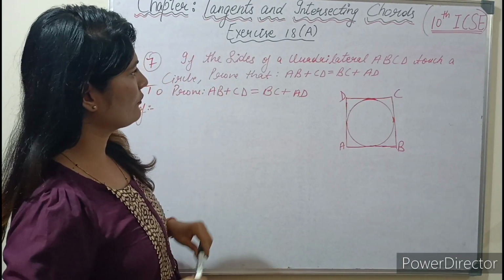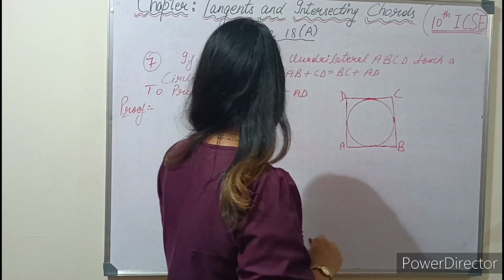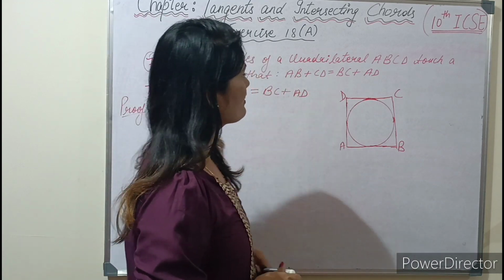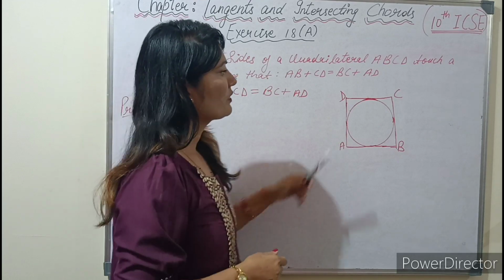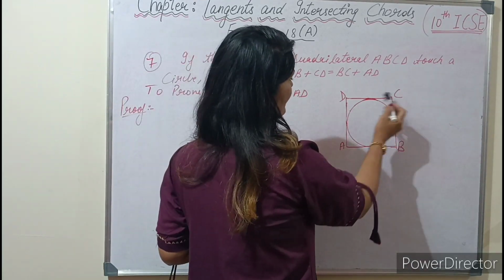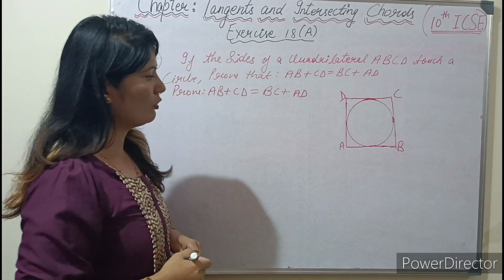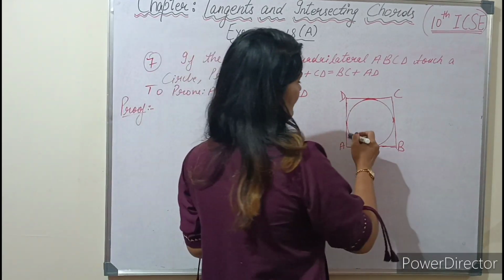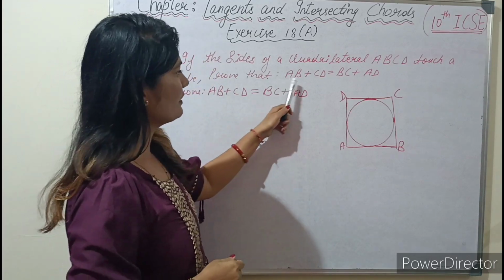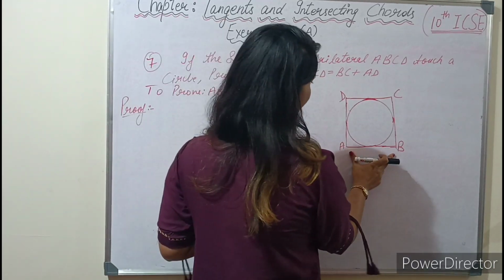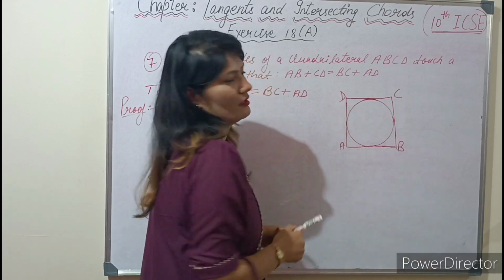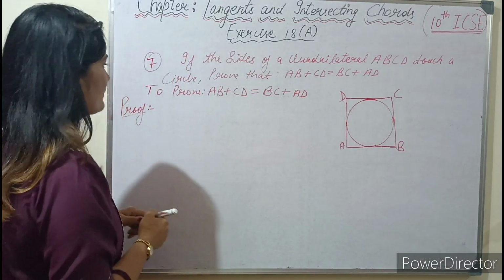If the sides of a quadrilateral ABCD touch a circle, prove that AB plus CD is equal to BC plus AD. So here in this case you can see a quadrilateral ABCD is given to us, and also a circle is given inside this quadrilateral. So we have to prove that AB plus CD is equal to BC plus AD. So let's start proving this.